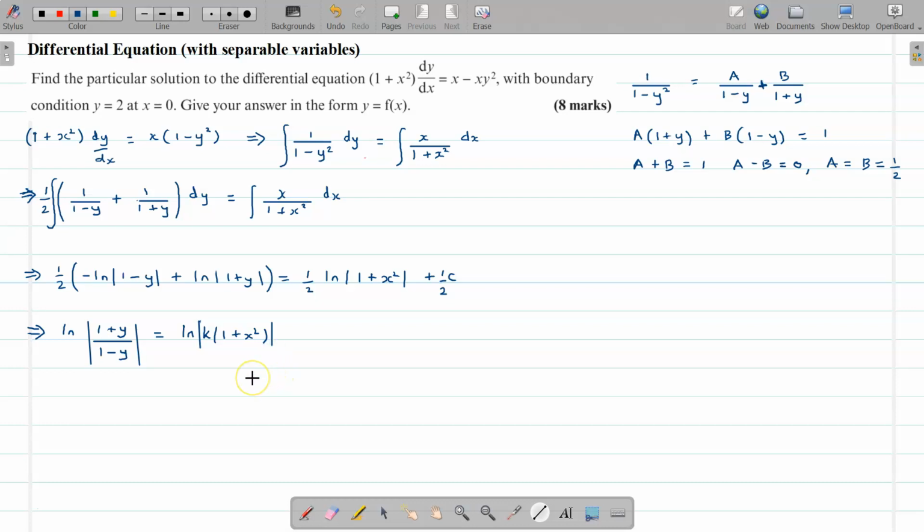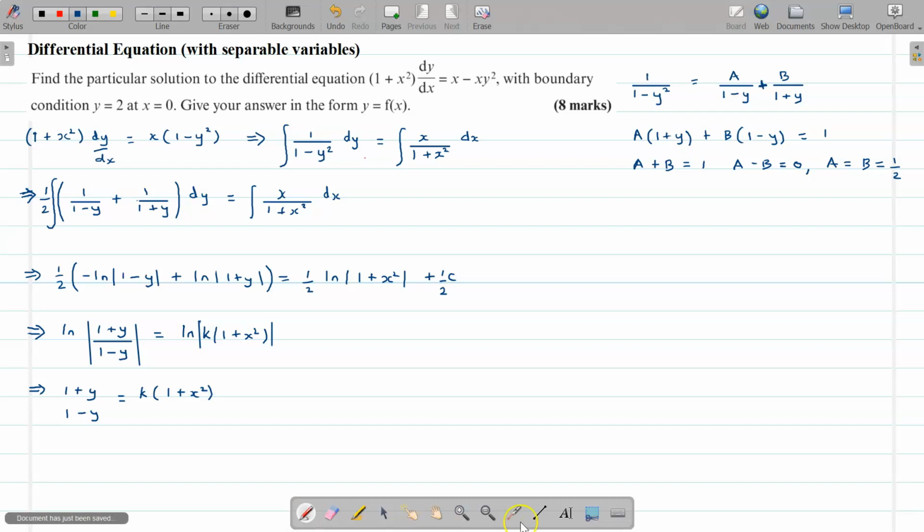And because I've now got a log on each side, I can take it out. And that's obviously what I've been aiming to try to do all along. So now I've got to that stage, I can say that 1 plus y over 1 minus y is equal to k times 1 plus x squared.